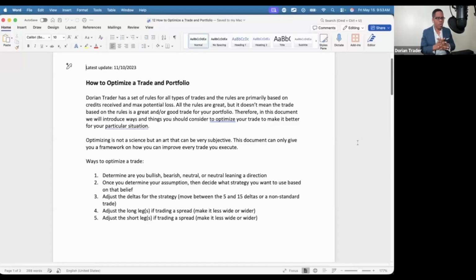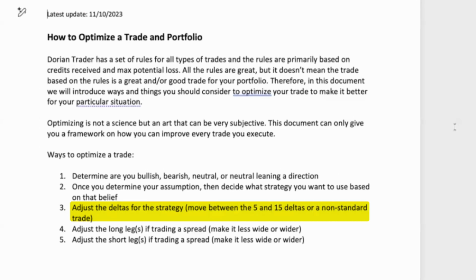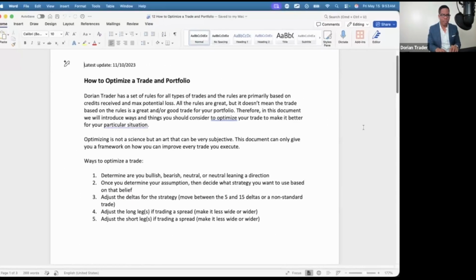So when you are setting up the trade or optimizing the trade, you can do number 3 here. You can adjust the deltas for the strategy. You can move between the 5 and the 15 delta, or you can do something that's non-standard, right? So non-standard for us is something higher than a 15 delta when you're initiating a trade that's not a cash secured put, is not a safeguard type of strategy. But you're just moving between the deltas.